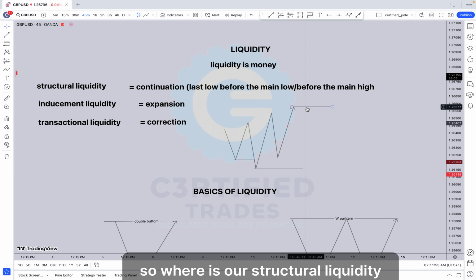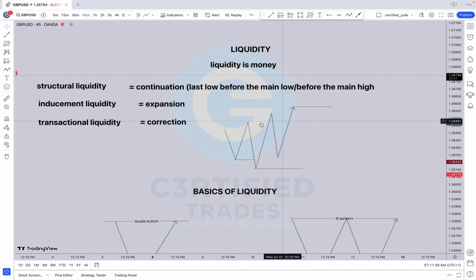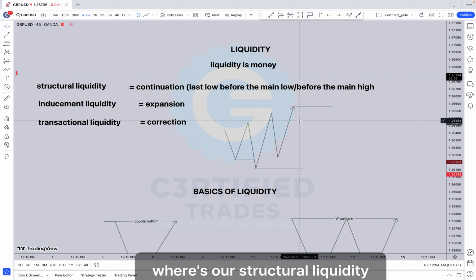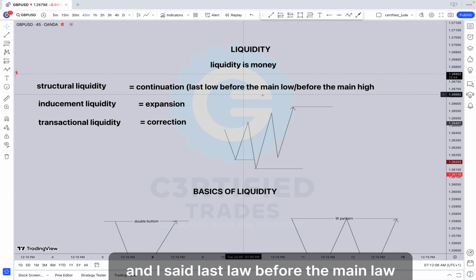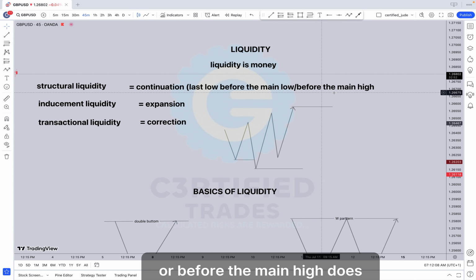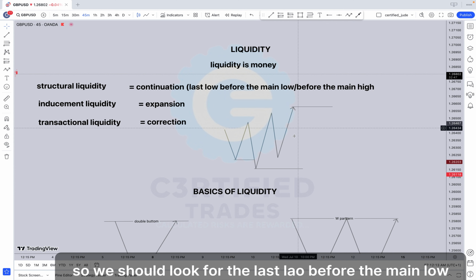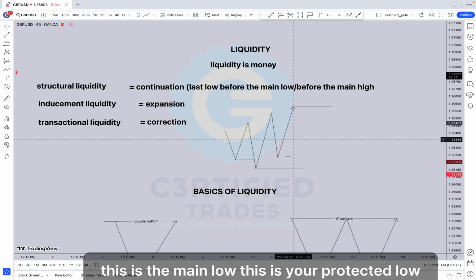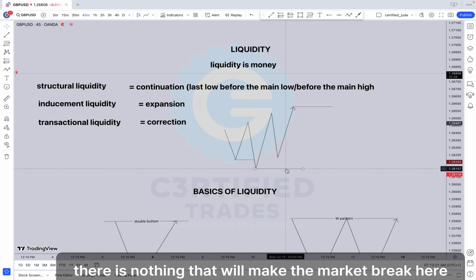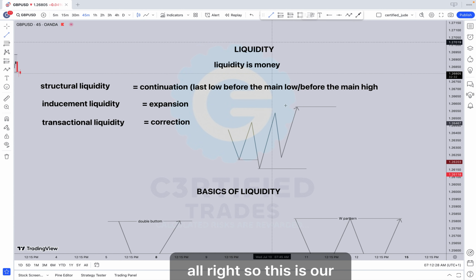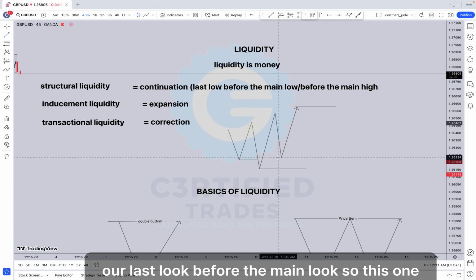All right, so where is our structural liquidity? As I explained earlier, structural liquidity is used for continuation. Where is our structural liquidity? And I said last low before the main low or before the main high. Now this is the bullish market, so we should look for the last low before the main low. This is the main low. This is your protected low. There is nothing that will make the market break here because it is protected. All right, so this is our last low before the main low.